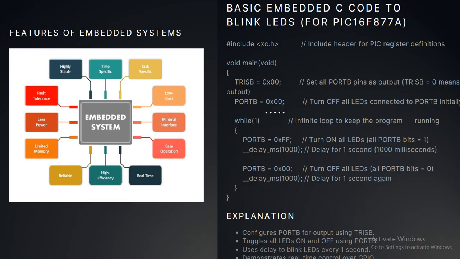The embedded system is highly stable, time specific, and task specific, low cost, with minimal interface and easy operation. Real-time applications are highly efficient and reliable, and we can have limited memory, less power, and fault tolerance. We can see the clear-cut explanation of this blinking LED code here.